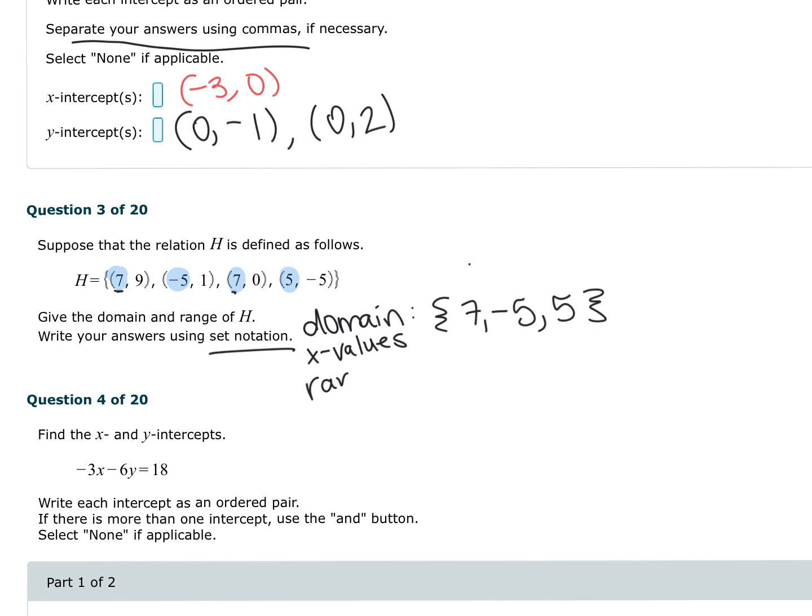Now the range are my y values, and I'm going to highlight them first in red, and then I would list them in a very similar way. So I'm going to have the set of 9, 1, 0, -5. All right, so all of my y values are listed. So that's my domain and range.